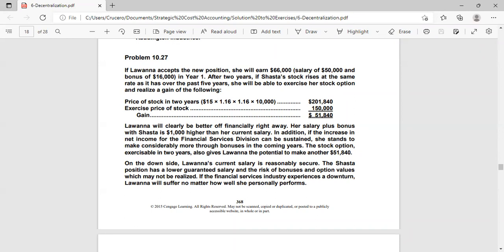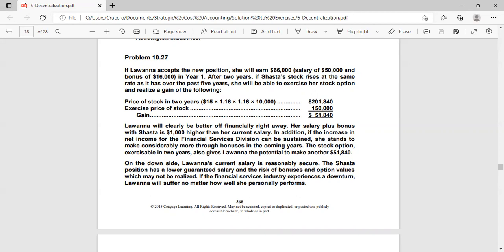After 2 years, if Shasta stock rises at the same rate as it has over the past 5 years, Lawana will be able to exercise her stock option and realize a gain of the following. The price of the stock in 2 years will become $15.